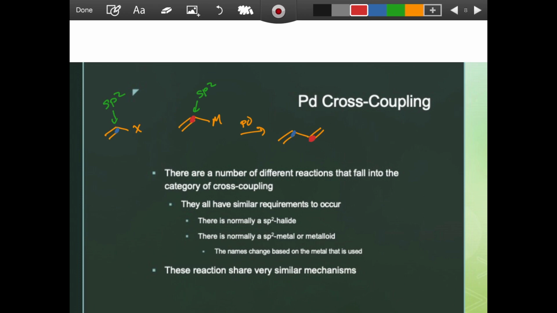Right. Now, it doesn't always have to be an sp2 hybridized halide or sp2 hybridized, what's it called? Metal or metalloid. The vast majority of the time they are sp2 hybridized, but not always.